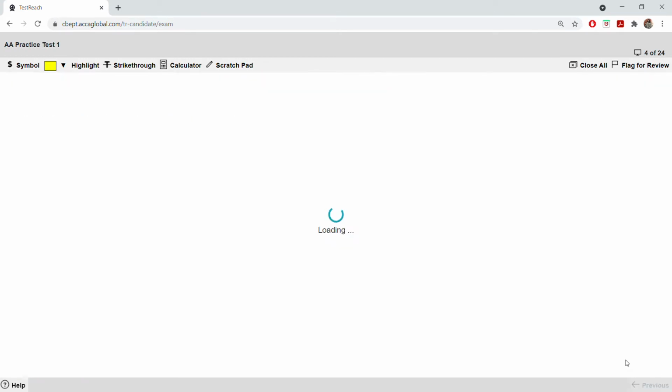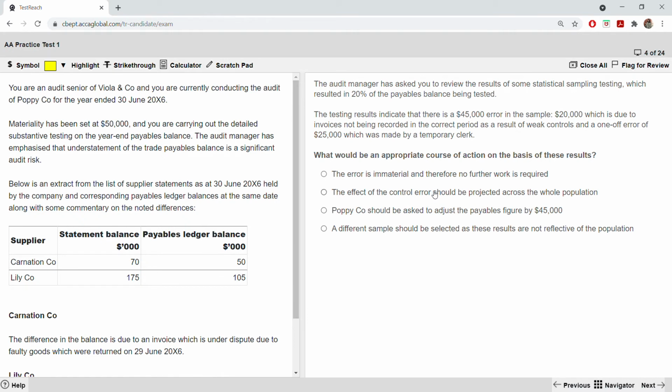Next, the audit manager has asked you to review the results of some statistical sampling testing, which resulted in 20% of the payable balance being tested. The testing results indicate that there is a 45,000 error in the sample, 20,000 of which is due to an invoice not being recorded in the correct period as a result of weak controls, and a one-off error of 25,000 which was made by a temporary clerk. What would be an appropriate course of action on the basis of these results?